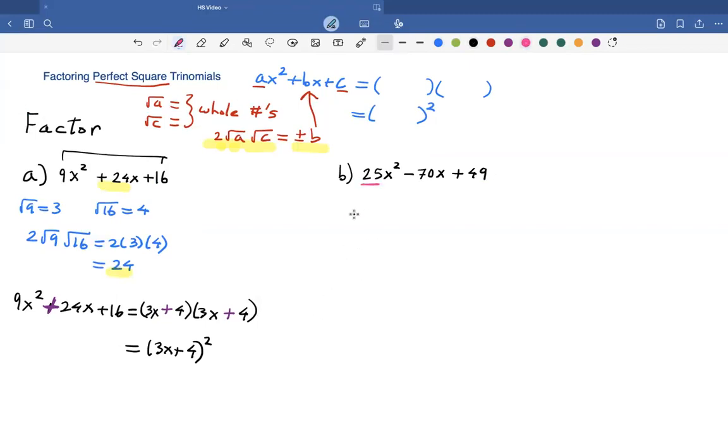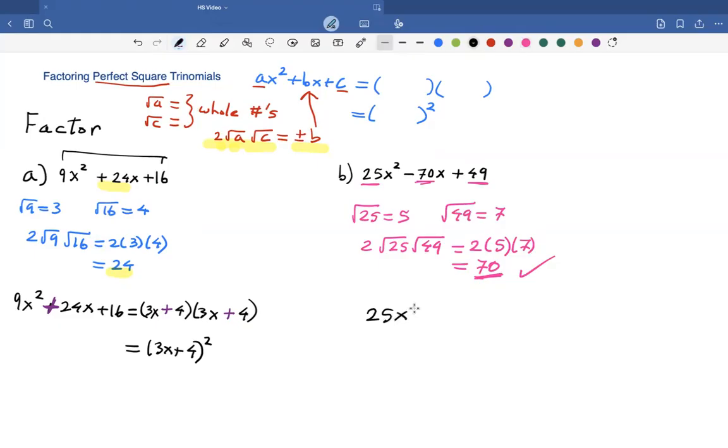Next one. See, I look at 25. Right away, I'm like, wait, 25 has a nice square root. It's a 5. 49, square root of 49, also nice. It's a 7. Let's take 2 times these values and see what answer I get. Hopefully it's 70. 2 times 5 is 10, times 7, yeah, it's a 70. That's great. It's not a negative 70, but it's still good enough to indicate that it's a perfect square trinomial.